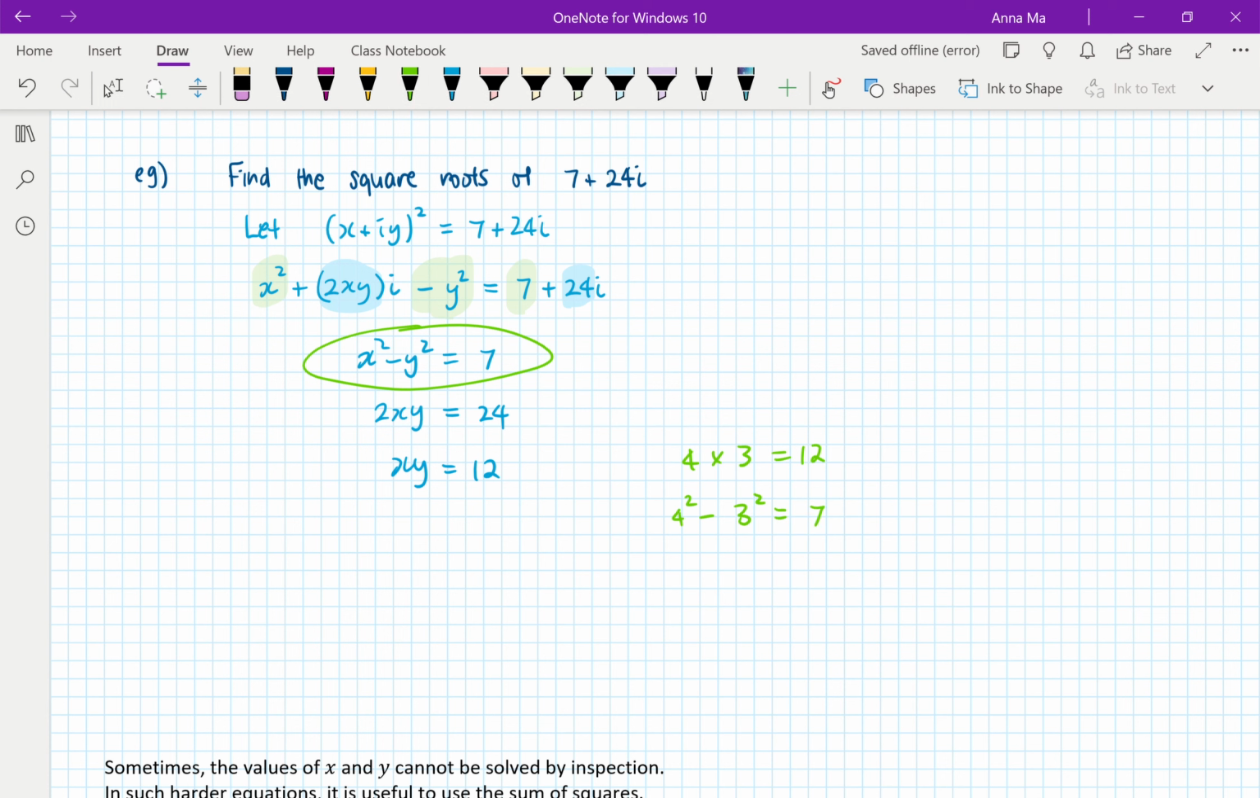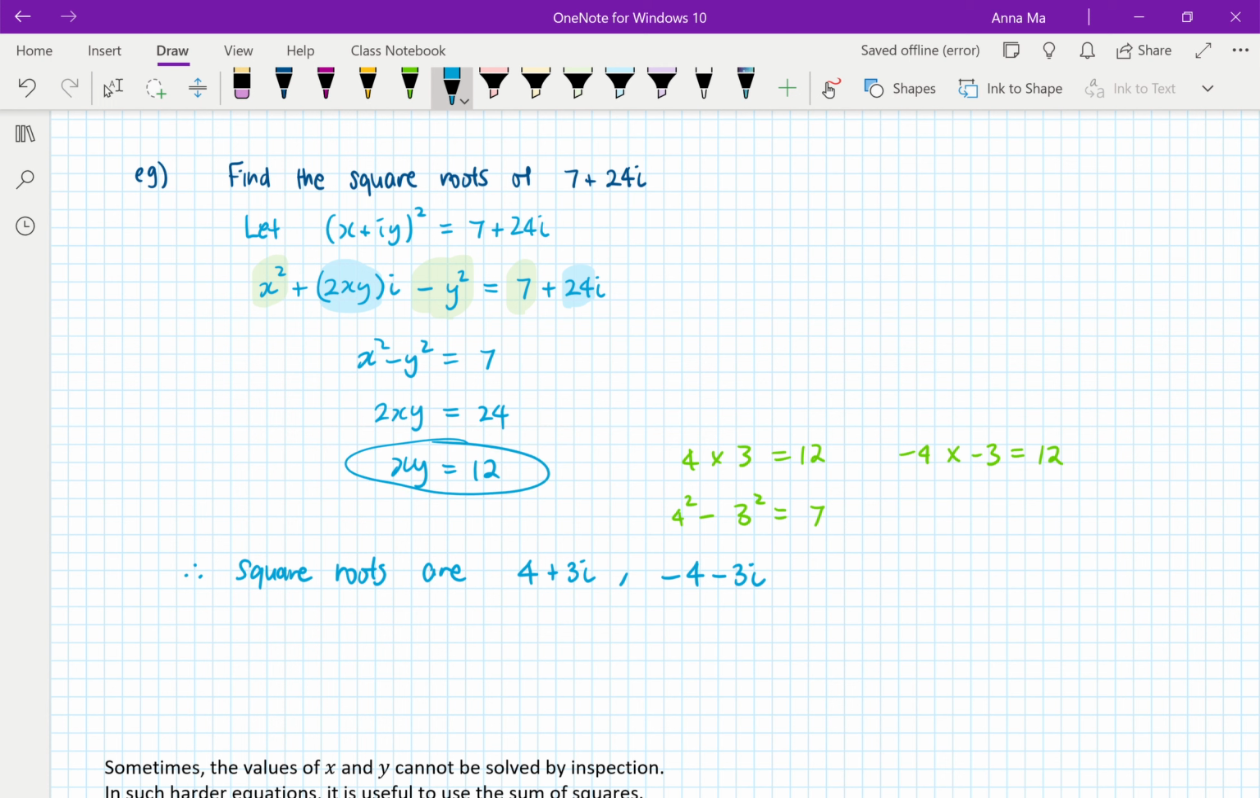And just note that if 4 times 3 is equal to 12, you've got to remember that -4 times -3 is also 12, as long as the signs are the same, right? And if you square it and take the difference, it results in the same thing. So I have two possible options. My square roots are either 4 plus 3i or -4 minus 3i. So the signs should be the same in order for the product to be a positive number.